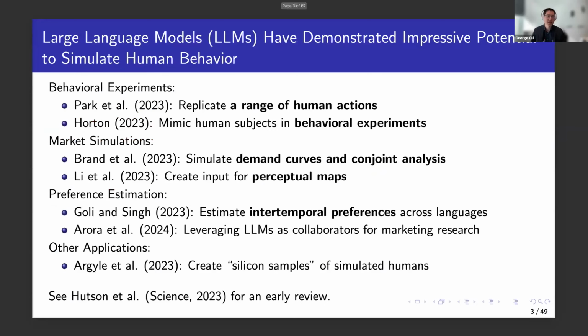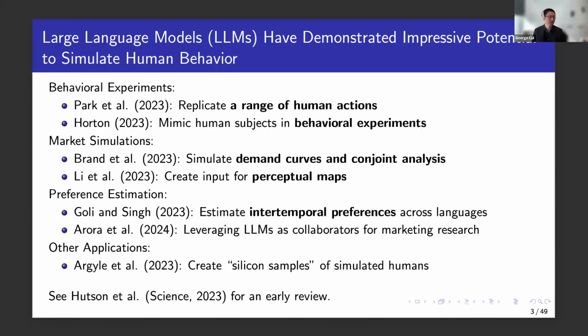The motivation for this project is that large language models have demonstrated impressive potential to simulate human behaviors. They have been used to simulate a range of human actions, mimic human subjects in behavior experiments, simulate demand curves and conjoint analysis, create input for perceptual maps, estimate intertemporal preferences across languages, and generally can be thought of as potential collaborators for marketing research. In other domains, like political science and psychology, they have also shown impressive potential in simulating human behavior. So a realistic simulation of human behavior would be very valuable.